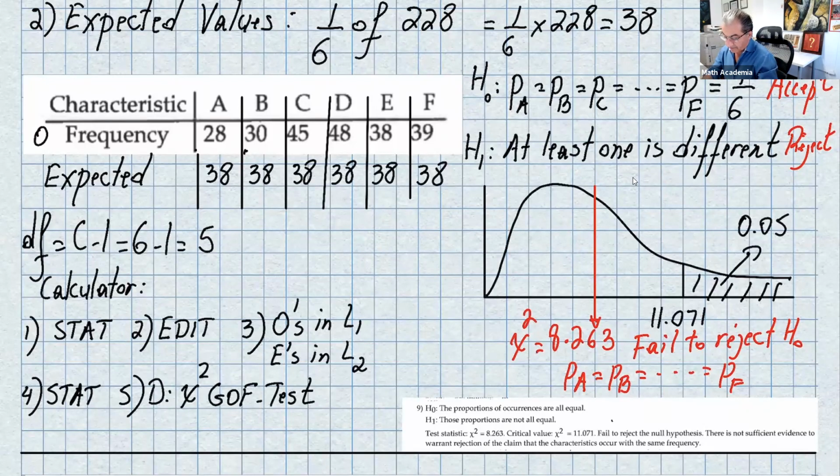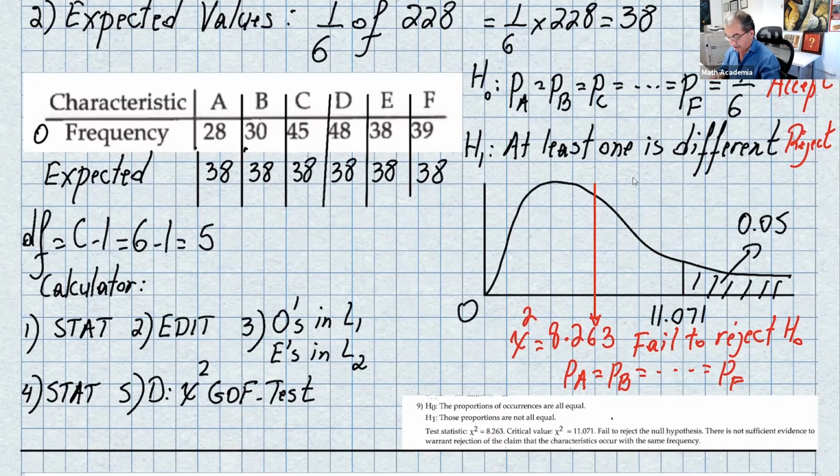So we found 11.071 was the critical value. Again, this is from the table. And then 8.263 is before 11.071. And again, remember, this starts from 0. Chi-square values are always positive. So let me put 0 here for you to remember. So it's in the non-shaded area. First conclusion: fail to reject H0. Therefore, you can say the frequencies are the same. Or you can write this PA equals PB dot dot dot equals PF.